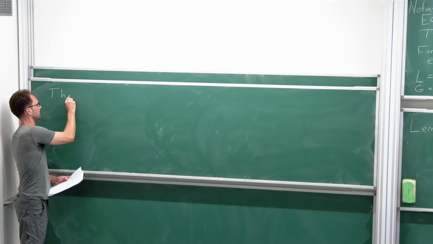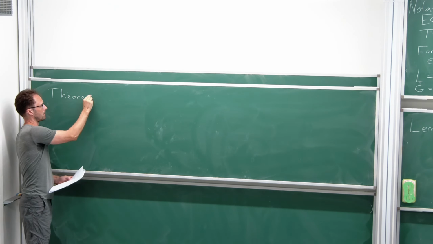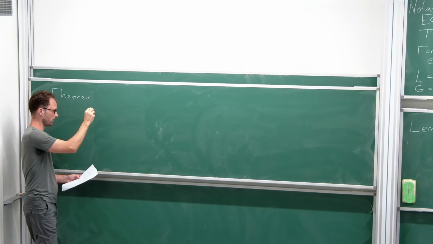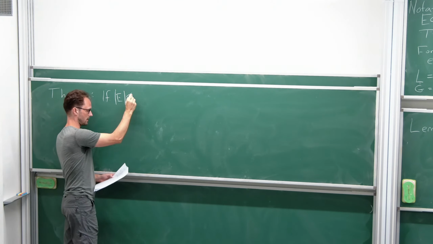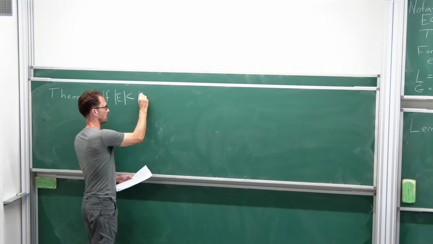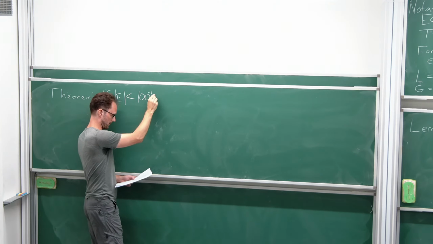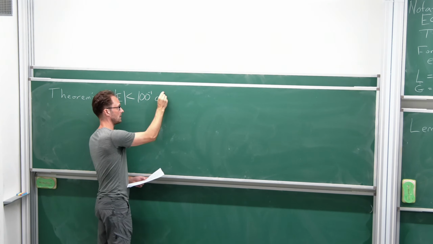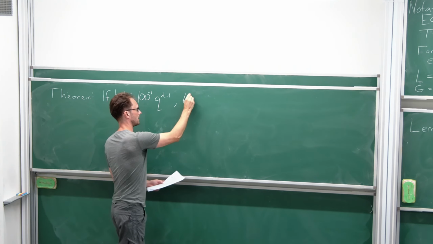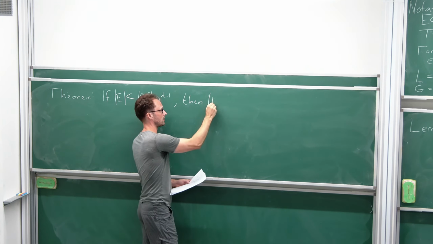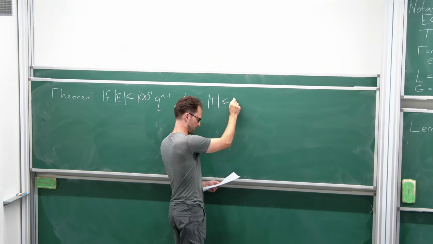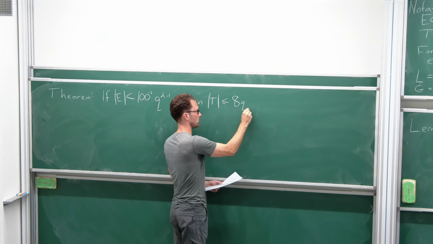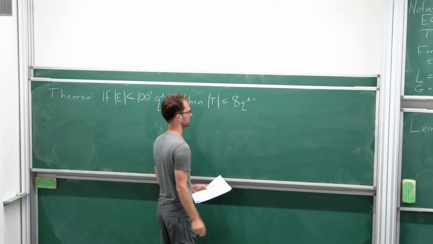So here's the theorem that I want to prove: if the cardinality of E is at most 1 over 100 times Q to the D minus 1, then the size of the exceptional set is at most 8 times Q to the D minus 1.